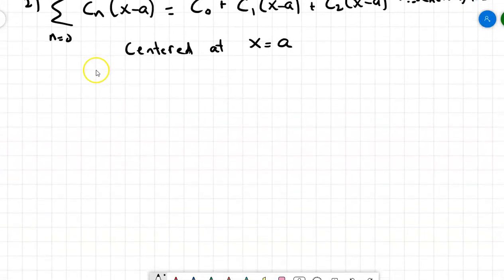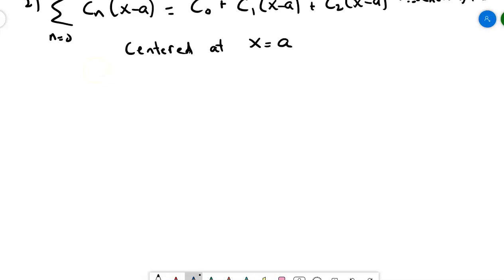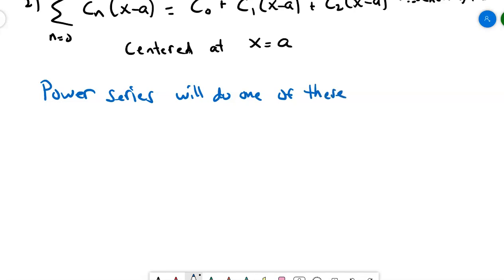All right, these power series can do one of three things. And again, we're going to do a lot more with this as the chapter goes on, but this is just some basic introductory stuff. So a power series will do one of these. Right, it's got three options. One of them is that it's going to converge on an interval.